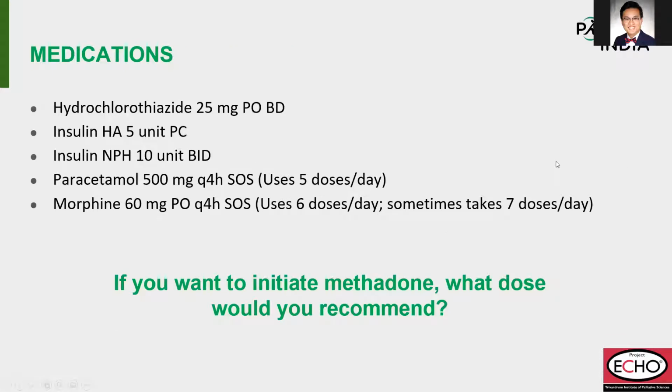So going on to the medications. With this simplified case, the patient's only taking hydrochlorothiazide 25 milligrams PO BID, insulin, paracetamol, and then for morphine, they're currently taking 60 milligrams PO Q4 SOS. They report that they need 6 doses a day. Sometimes the pain is so bad, they add on an extra dose to 7. So what would you want to initiate for methadone, and what are your recommendations?